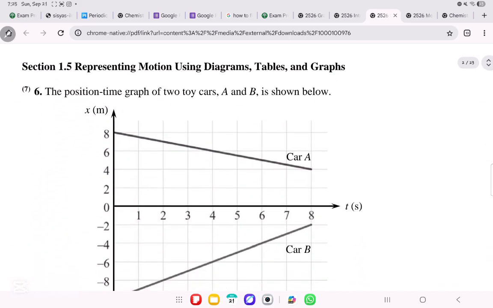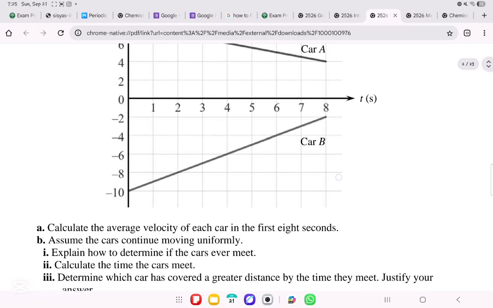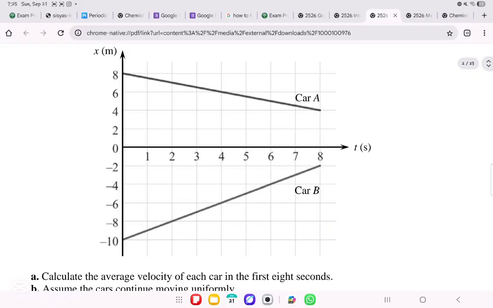What does it say? It says in question number 6, the position time graph of 2 cars A and B is shown below. Calculate the average velocity of each car in the first 8 seconds. So here, this is the first 8 seconds, and this is the first 8 seconds. We should find the average velocity, because it's a position time graph, that means the average velocity is the value of the slope.